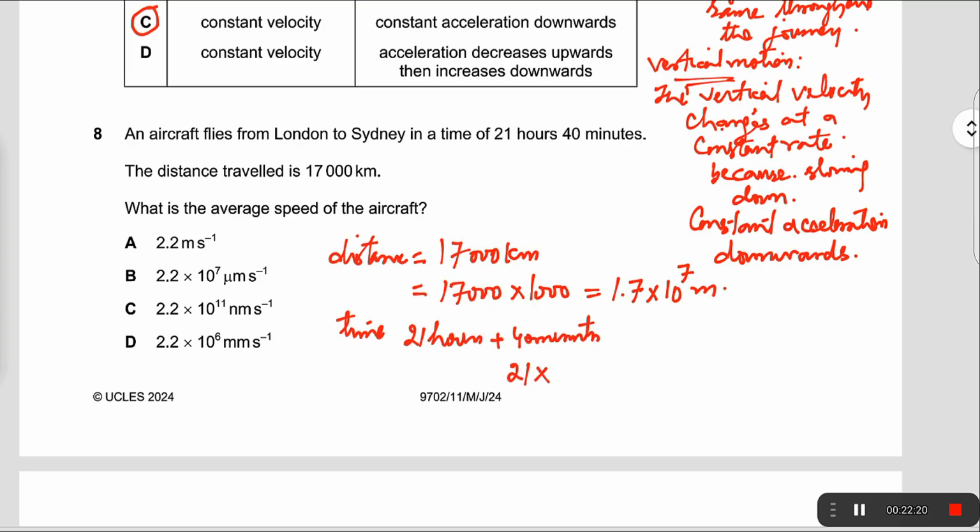21 hours is 21 multiplied by 3600, since you know that there are 3600 seconds in 1 hour. Plus there are 4 minutes, and 4 minutes converted into seconds is 4 multiplied by 60. As we calculate it, it is equal to 7,800 seconds. You can calculate it; it's exactly equal to this.